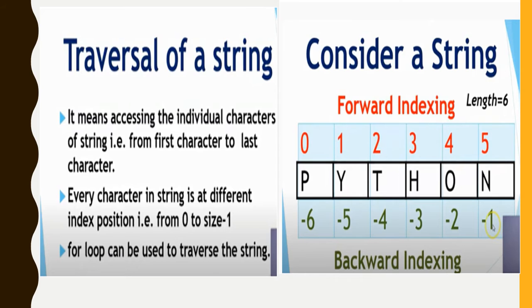The traversal of a string. What do you mean by traversal of a string? Accessing the individual characters of a string, that is from the first character to the last character. Every character in a string is at a different index position from 0 to size minus 1, and a for loop can be used to traverse the string. Here you can see Python is a given string. The forward indexing goes from 0 to 5, and in the backward direction -1 to -6. The length of this string is 6.